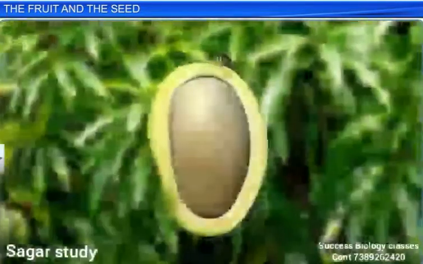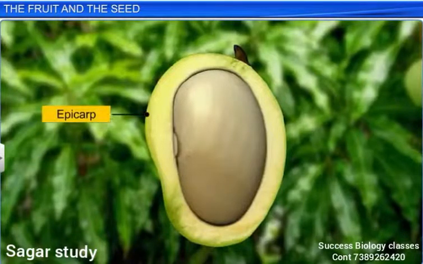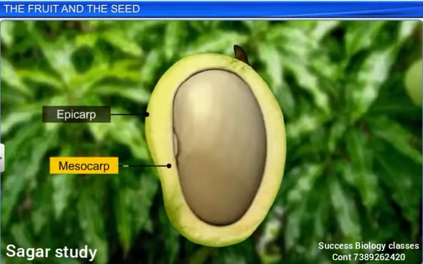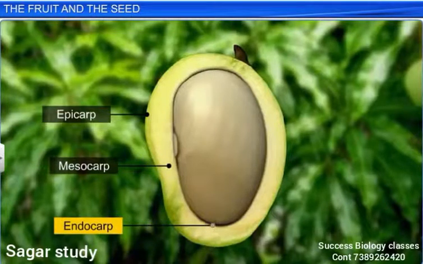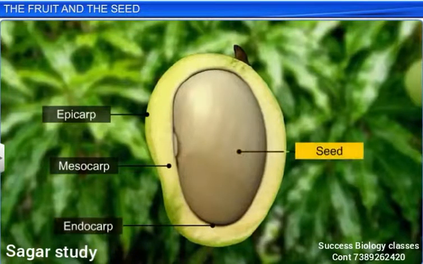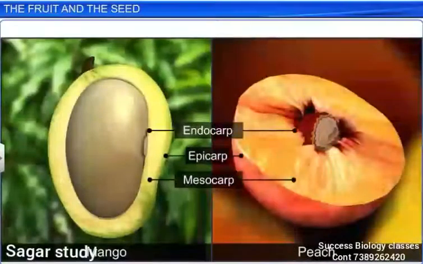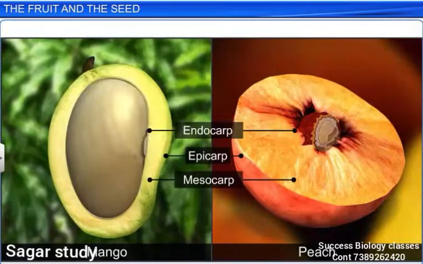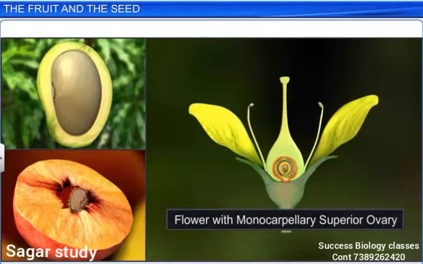In the mango, the pericarp is differentiated into 3 distinct layers: the epicarp, which is the outermost layer or peel, the mesocarp, which is the thick, pulpy middle layer, and the endocarp, which is the innermost layer that directly surrounds the seed. Fruits such as mango and peach are also called drupes. Drupes are single-seeded fleshy fruits that develop from monocarpellary superior ovaries.